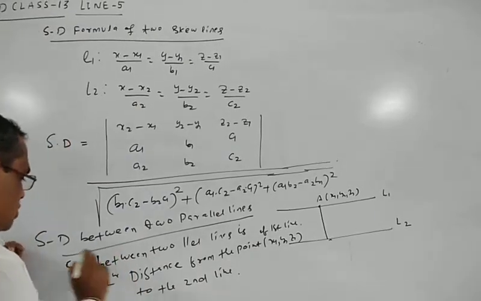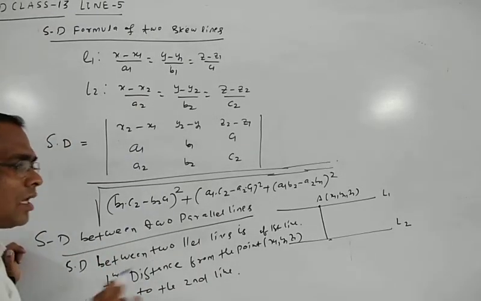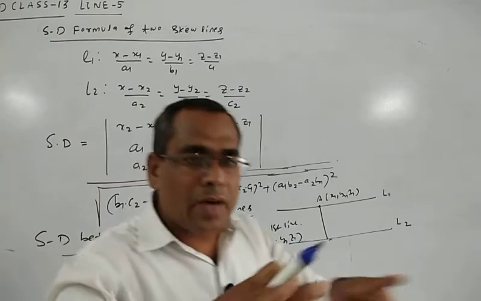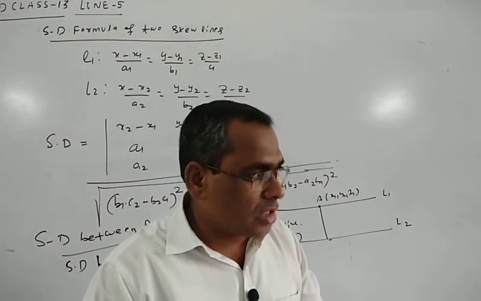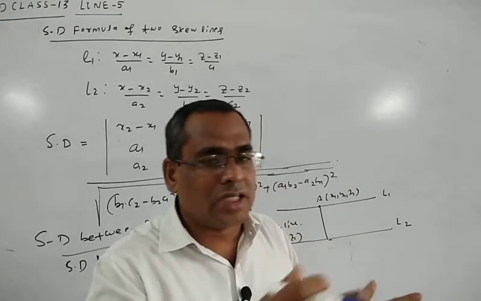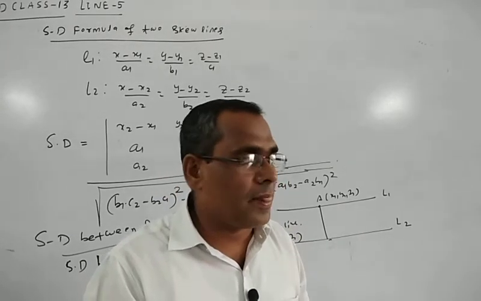And the shortest distance between two parallel lines. If two lines are parallel, then what will be the shortest distance? Look, if the lines are parallel, the distance will be the same everywhere, won't it?